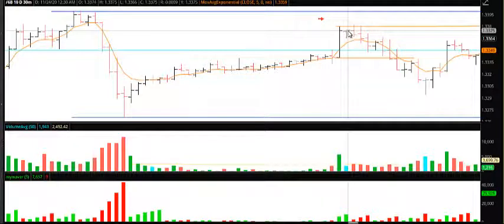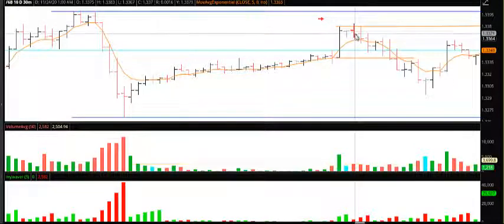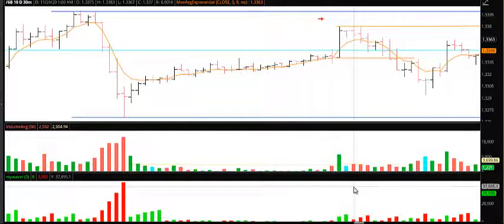But notice where these other bars, the additional bars, and how they close. There was an attempt to move higher, but it stalled and closed right back below. And you can see how weak the volume was on that candle. There really wasn't anything going on. So that's one of the things that I was looking at and reading.